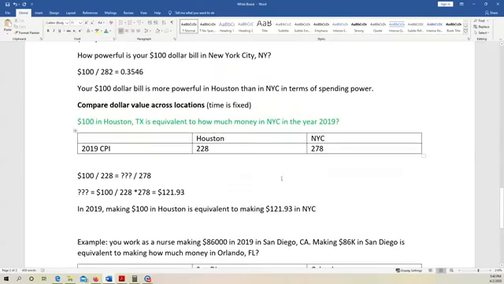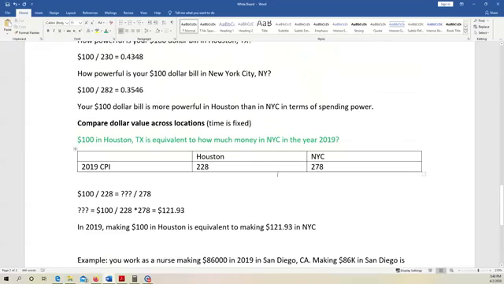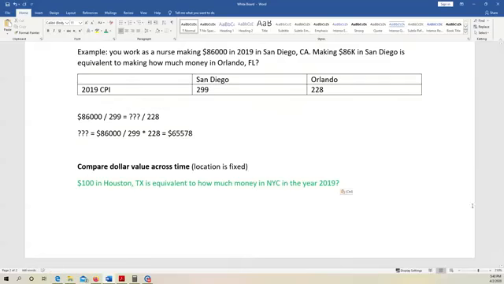Okay, so this is how to compare dollar value across locations. I can modify my question here. Compare dollar value instead of across locations, across time. Now location is fixed. So for example, again, suppose you have $100 in Houston, Texas, right, in the year this time, 2019, is equivalent to how much money in the same city, Houston, Texas?